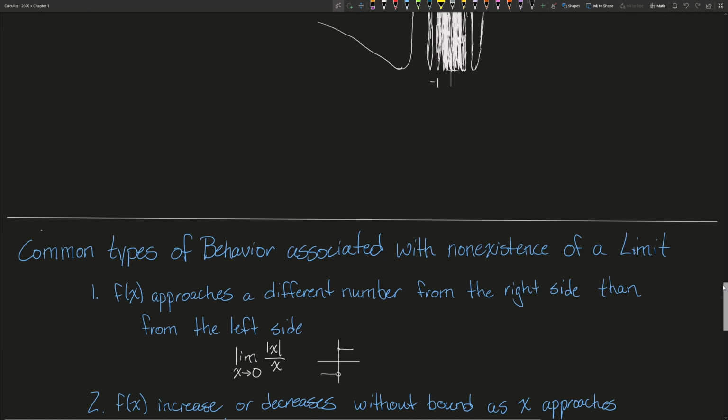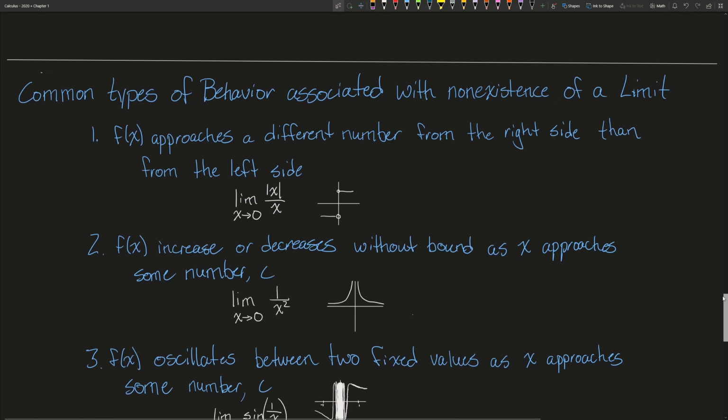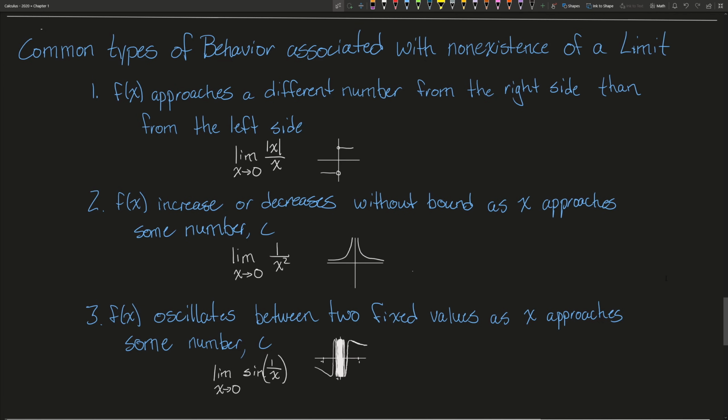So to sum that up, there are 3 common types of behavior associated with the non-existence of a limit. The first is that the limit approaches 2 different values from the left and the right. That's from our first example. The second is that the graph increases or decreases without bound as x approaches some number c. That was our second example. And the third is that our graph oscillates between 2 fixed values as x approaches some number c. Again, that was our third example.